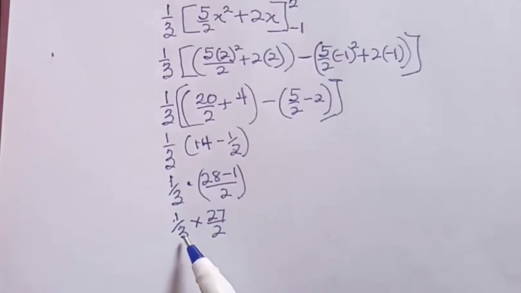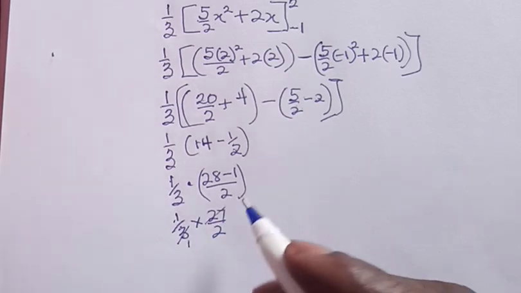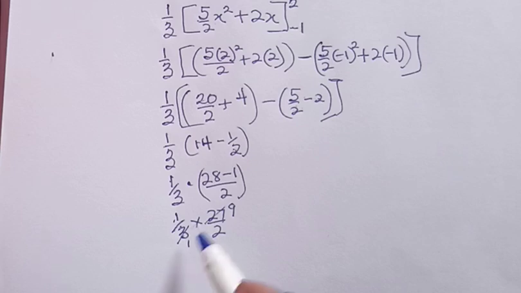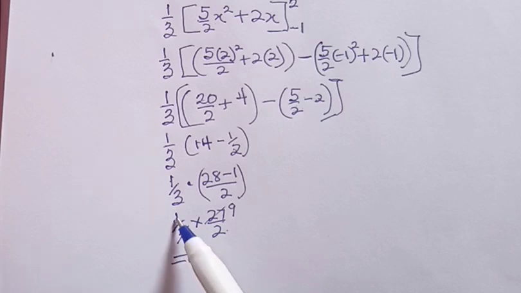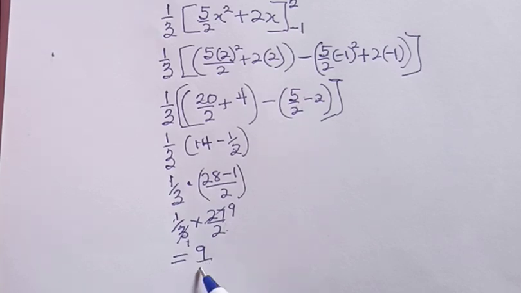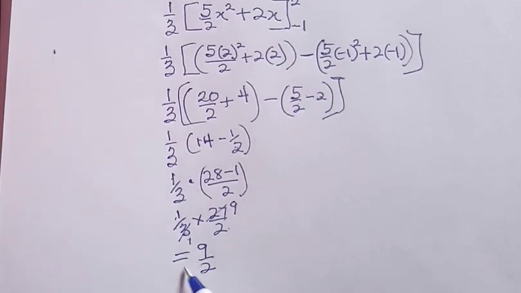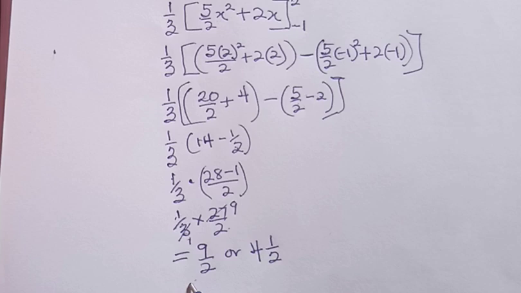Since we have 3 here and 27 here, this 3 will divide 27 nine times. Good. So we can write our final answer as 1 times 9 gives us 9, 1 times 2 gives us 2. So we can leave our answer in this form, or we can write this as 4 and 1 over 2. So this is our answer for the whole question.